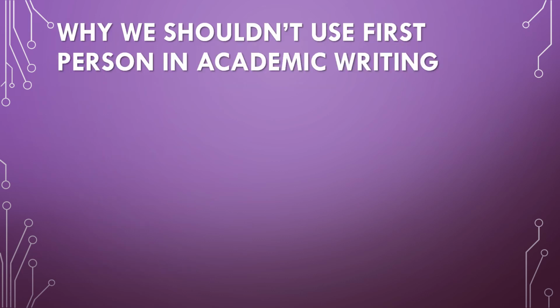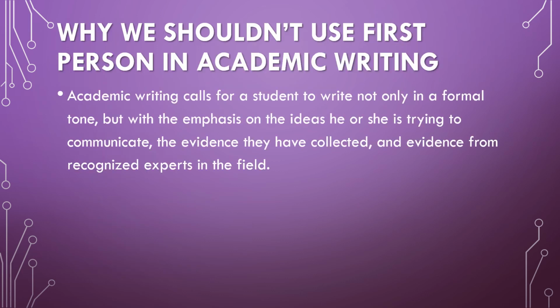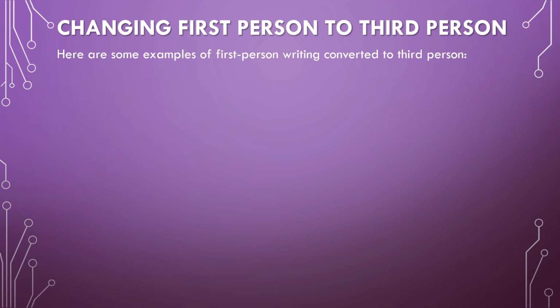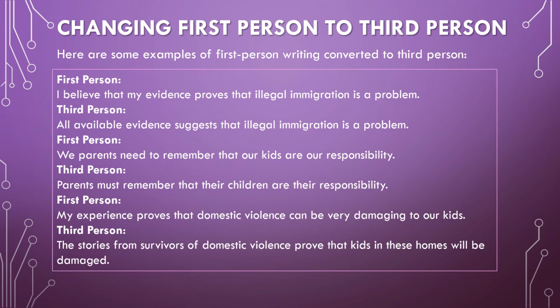Why we shouldn't use first person in academic writing. Academic writing calls for a student to write not only in a formal tone, but with the emphasis on the ideas he or she is trying to communicate, the evidence they have collected, and evidence from recognized experts in the field. First-person writing takes away from the credibility of the paper since the student should not be sharing personal experiences or opinions as evidence.